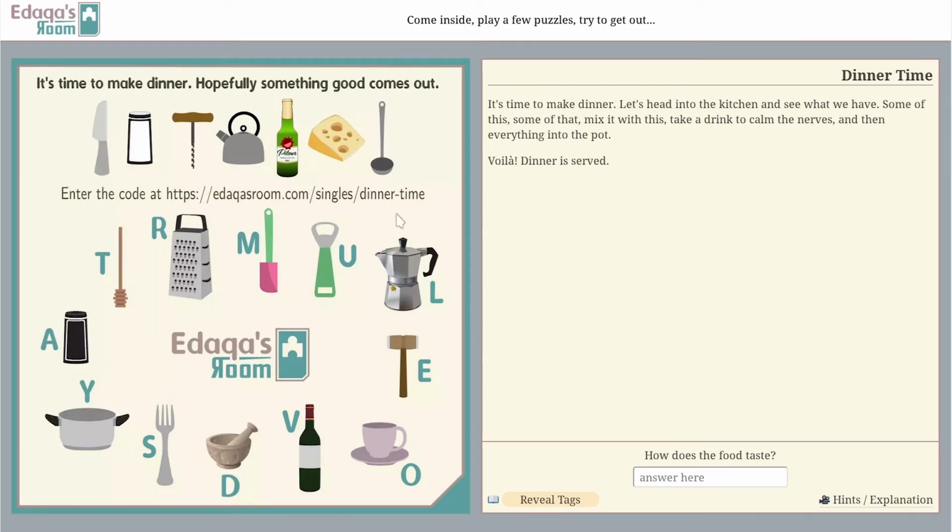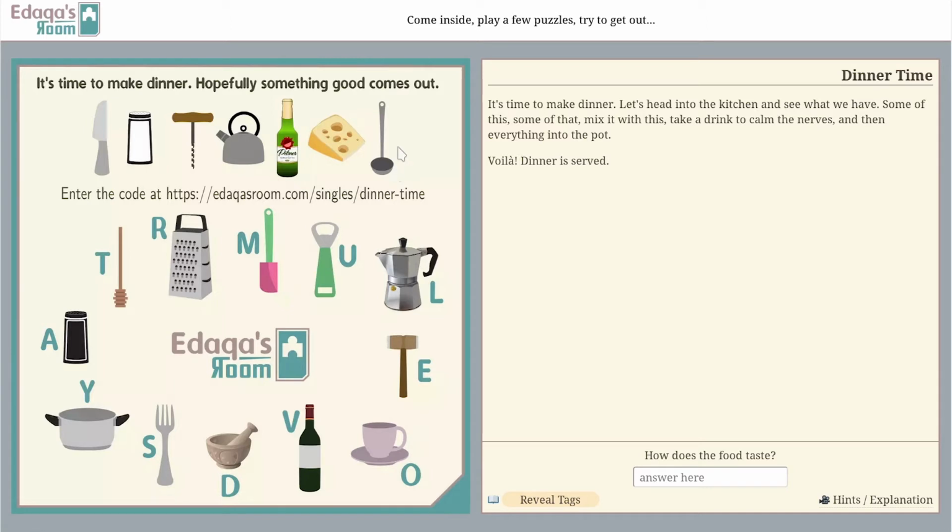It's time to make dinner. Let's head into the kitchen and see what we have. Some of this, some of that. Mix it with this, take a drink to calm the nerves, and then everything into the pot. Voila! Dinner is served. But how does the food taste?